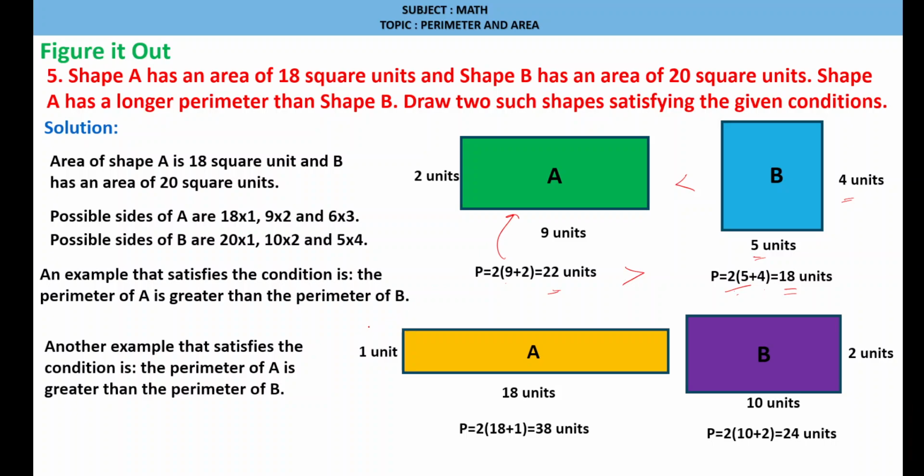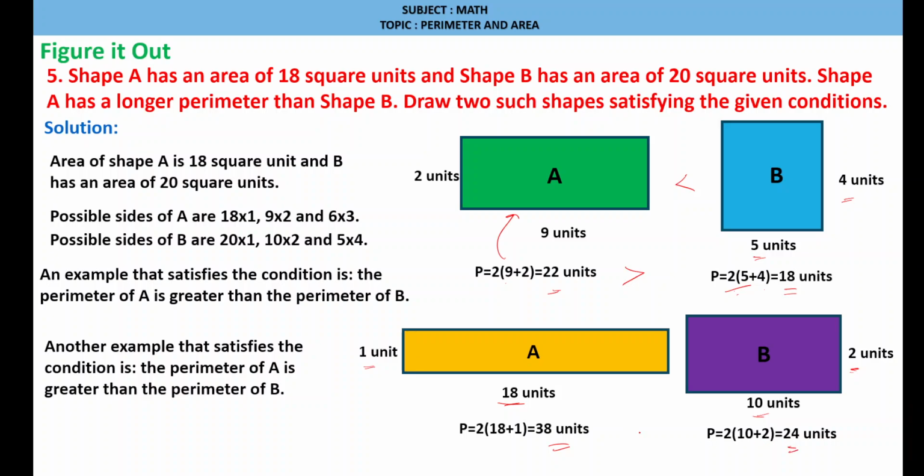Another example that satisfies the condition that the perimeter of A is greater than that of B: if we consider the length as 18 units and the breadth as 1 unit, then the perimeter is 2 into (L plus B). 18 plus 1 is 19, 19 into 2 is 38 units. And for B, we can consider the length as 10 units and the width as 2 units. We can write it as 2 into (L plus B). 2 into (10 plus 2) is 2 into 12, which is 24 units.